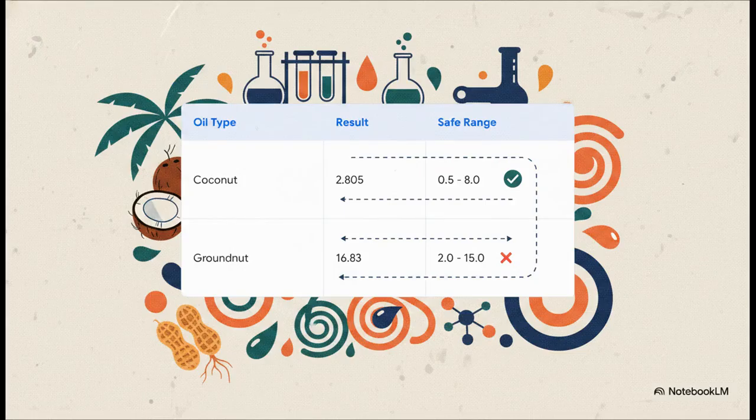But numbers always need context. Are these oils ruined? Let's check our results against typical safe ranges. For coconut oil, the normal range is 0.5 to 8.0, so our 2.805 is looking perfectly fine. For groundnut oil, the typical range is 2.0 to 15.0, so our result of 16.83 is just a tiny hair outside the top end of that average.